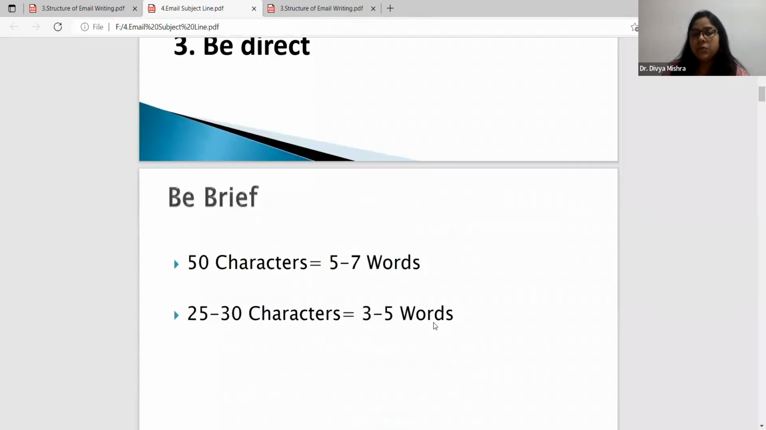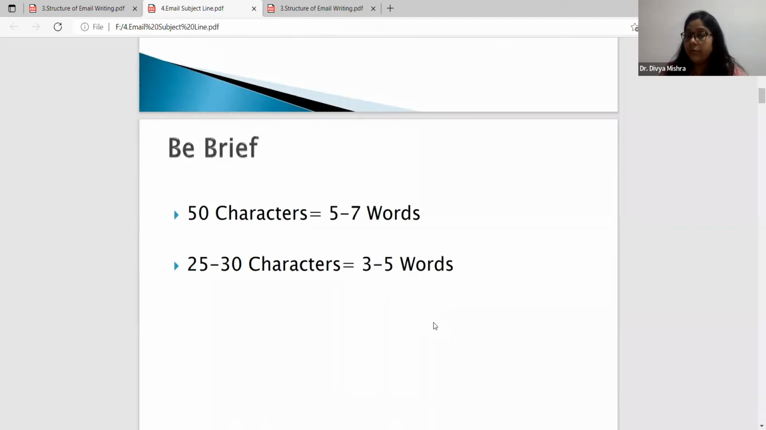Be brief means it should have a maximum of 50 characters. 50 characters means 5 to 7 words. This is an ideal situation. You can have one or two words more or less, but ideally you should have 5 to 7 words. And 25 to 30 characters means 3 to 5 words. So try to make your subject line as concise as possible. Do not write a complete story in the subject line. Otherwise, it will look very unprofessional and nobody will read that email. So try to make it very brief.